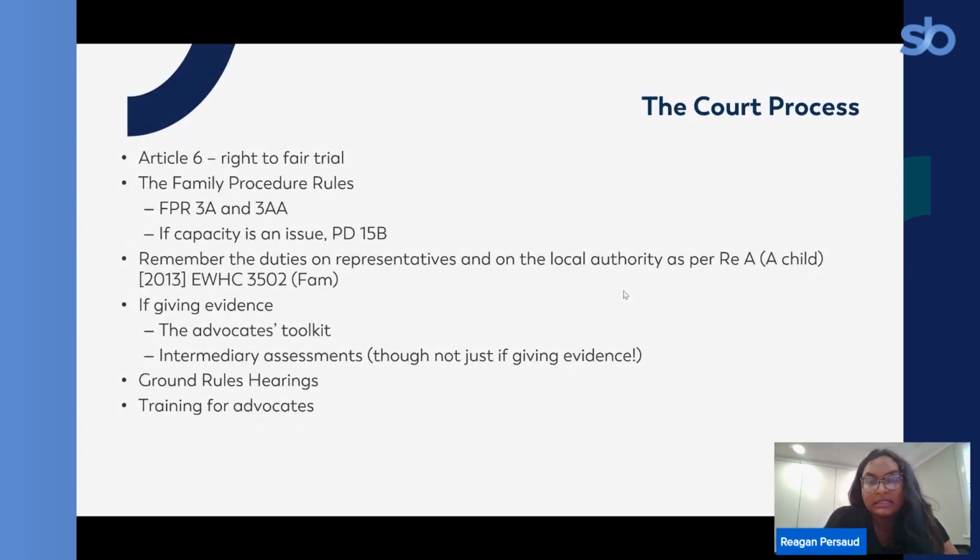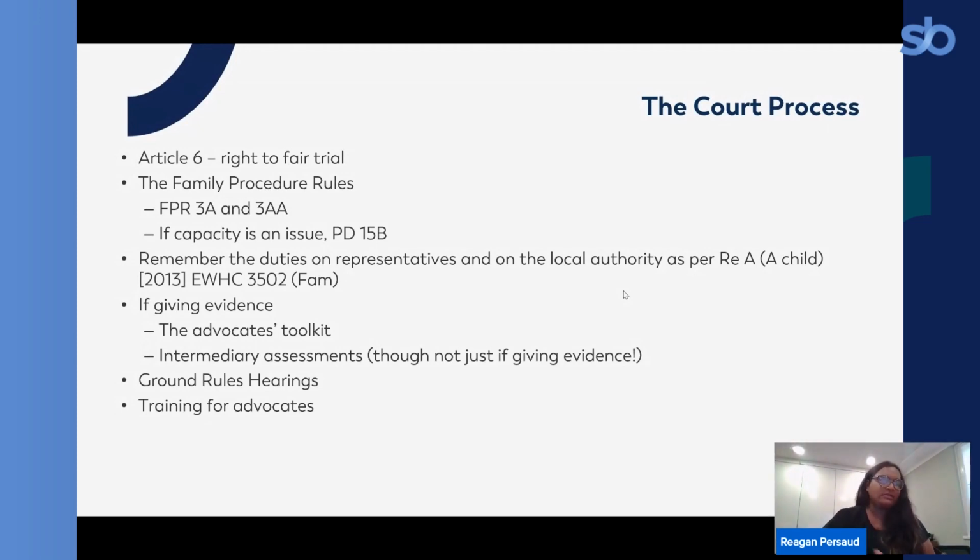Make sure for clients that the people who will cross-examine them have had appropriate training, because that can make the world of difference for them in terms of how they are able to participate in the process. Remember the importance of intermediary assessments, and it's not just for giving evidence, it can support them throughout the process. I think people sometimes can struggle with when an intermediary is needed, and so I have given you some guidance on the slide on that, because it's not just about helping them to understand things. It can be far wider than that.